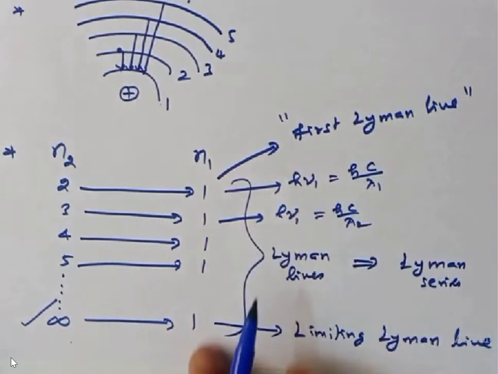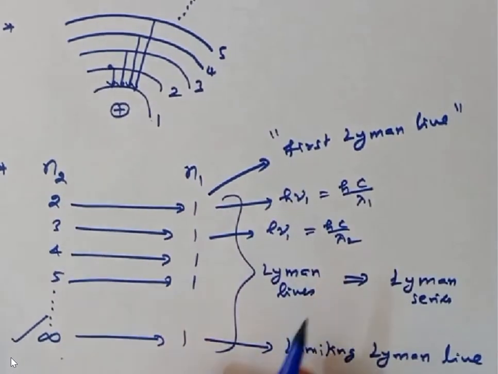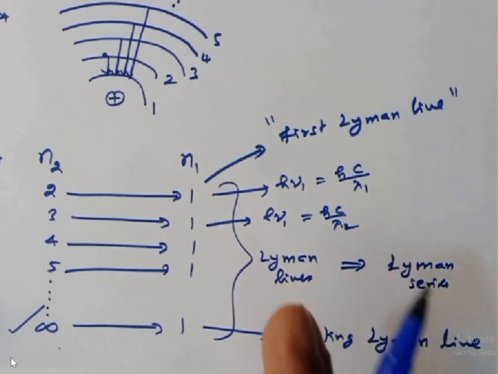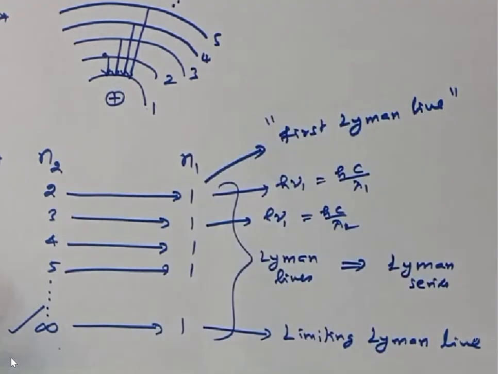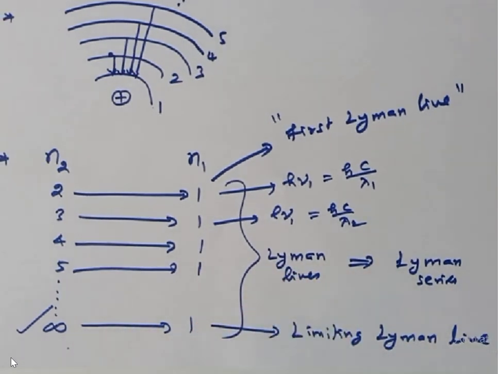And all these lines appear in the UV region. All these lines, 2 to 1, 3 to 1, 4 to 1, all the transitions produce lines, and all these lines appear in the ultraviolet region of the spectrum. So this is the point you should keep in mind.